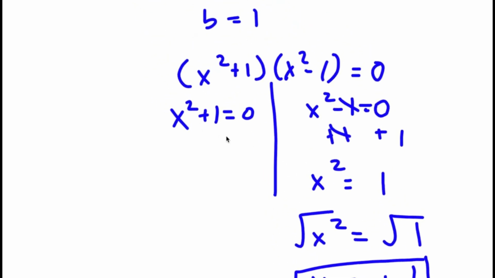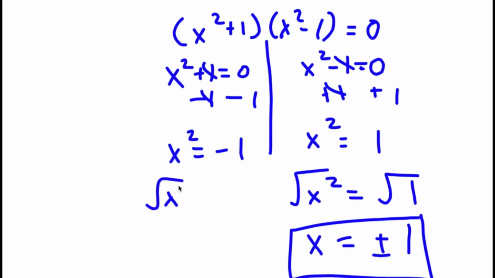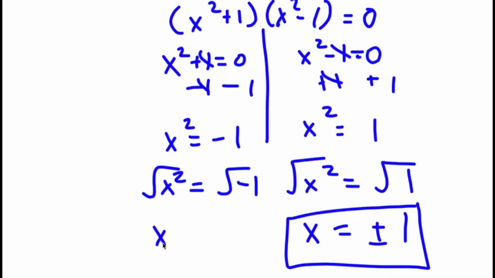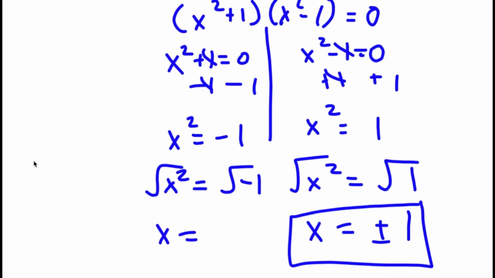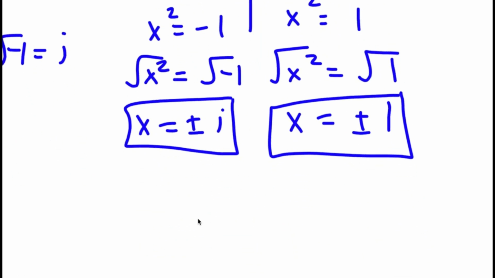And now x squared plus 1 equals 0. I'm going to start by subtracting 1 on both sides, so I have x squared is equal to negative 1. Now I'm going to take the square root on both sides. Square root of x squared is x, and the square root of negative 1 is actually equal to the imaginary number i. So I have x equal to positive or negative i. So these are two more solutions to this problem.